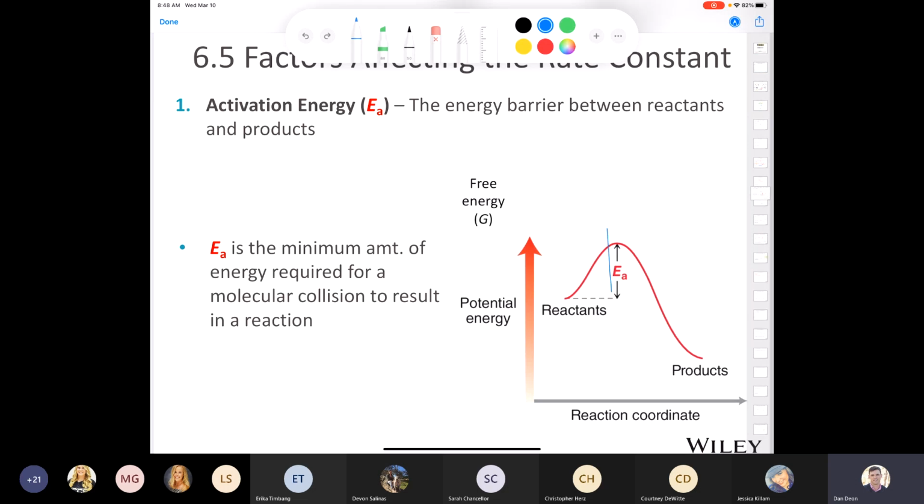If the activation energy increases, well, you're going to have fewer molecules that have that threshold, that minimum amount of energy required to overcome that threshold, to get to the downward slope to the products. What if you lower the activation energy? Well, of course, that's going to increase the rate of reaction because you're going to have more molecules that are able to overcome that threshold, right?